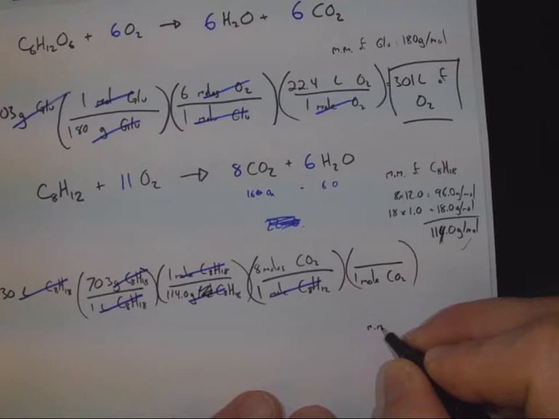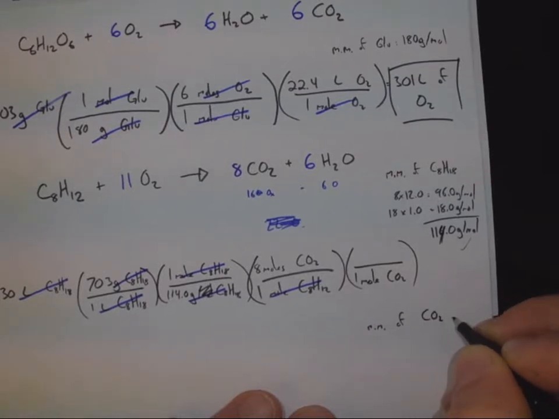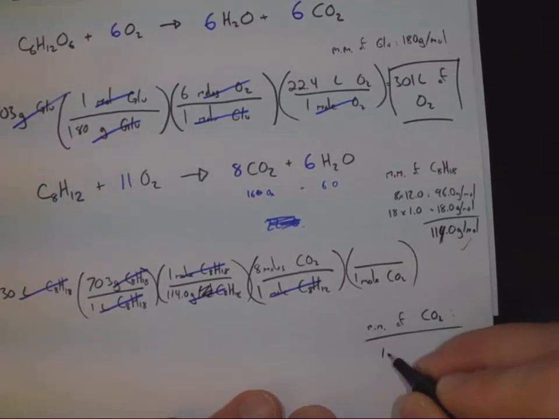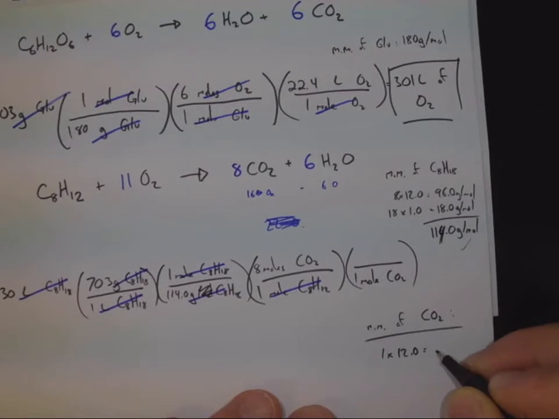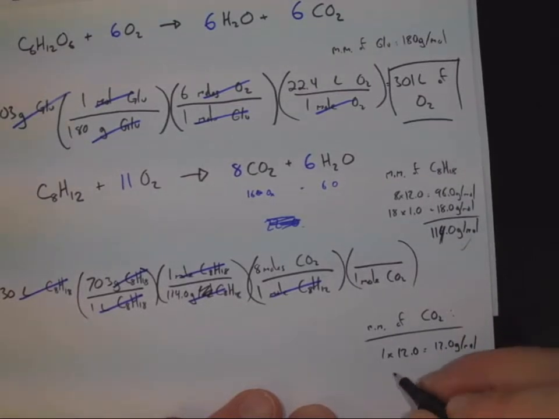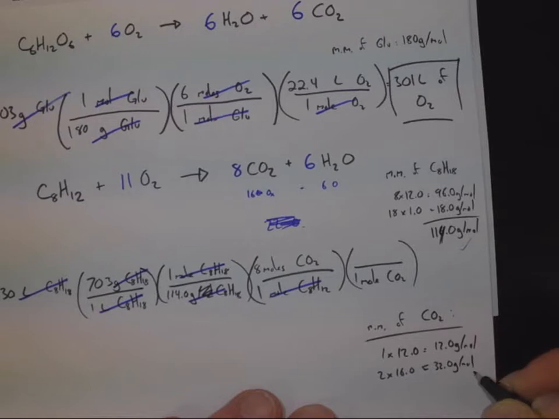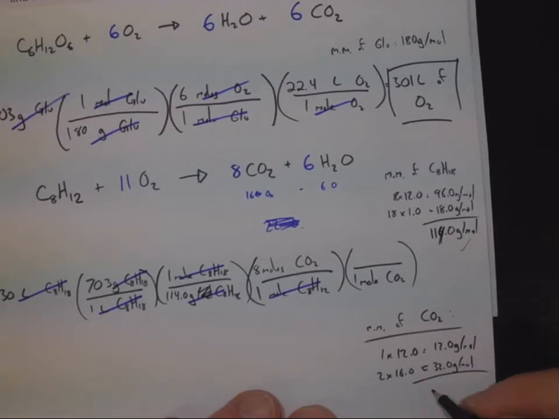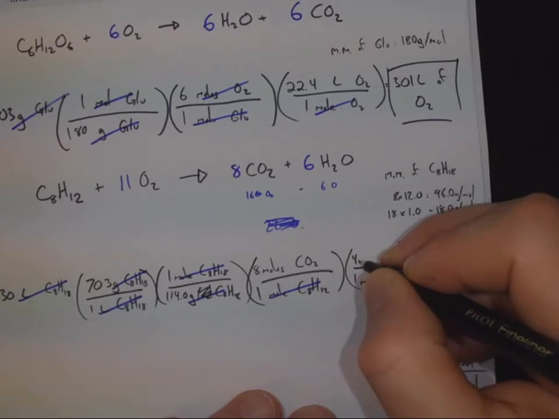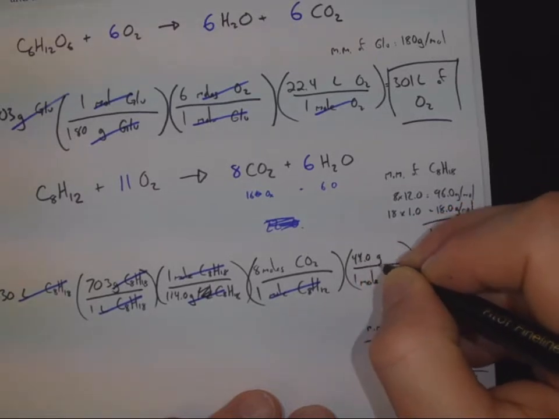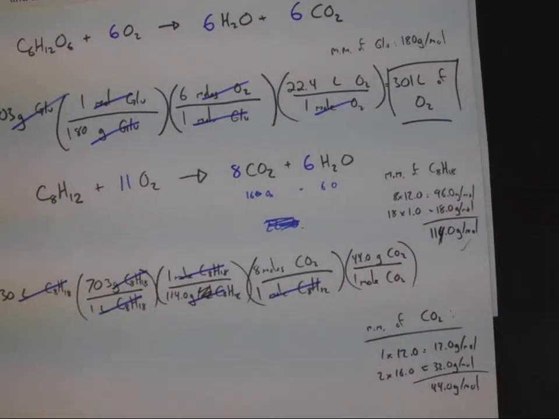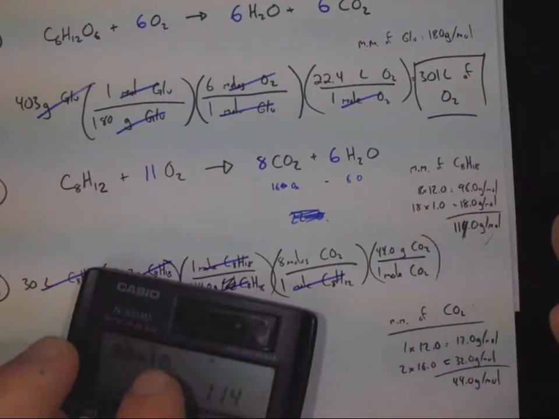So we know that 1 mole of CO2 is going to give us, so the molar mass of CO2 is 1 times 12.0, which is 12.0 grams per mole. And 2 oxygens is 2 times 16.0, which is 32.0 grams per mole. All right, so that means when we add these together, we get 44.0 grams per mole. So we're going to multiply by 44.0 grams of carbon dioxide. All right, so we're going to find out how much all this weighs.